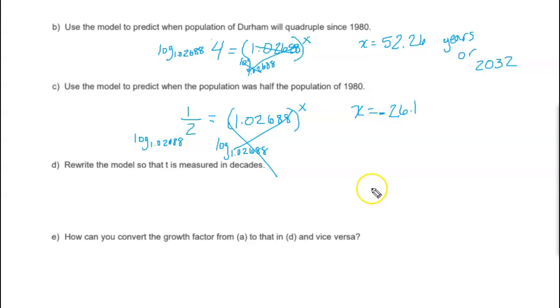How does negative time work? Well, remember, 0 was 1980, so this just means that it was 26 years before 1980, which would have been 1954. Although with the 0.1, you can make an argument for it being 1953.